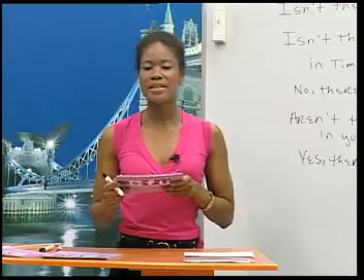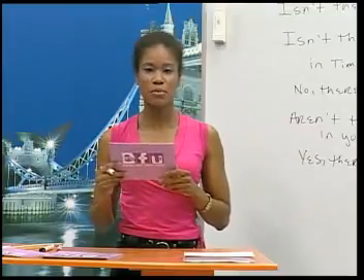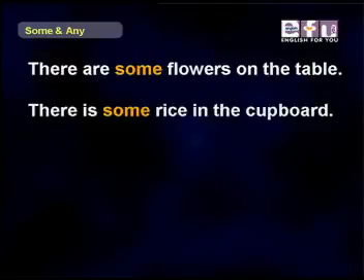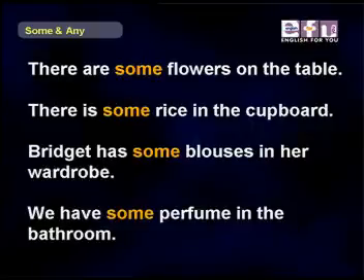Now, let's look at some first. Look at some examples. There are some flowers on the table. Next, there is some rice in the cupboard. Bridget has some blouses in her wardrobe. Next example, we have some perfume in the bathroom.